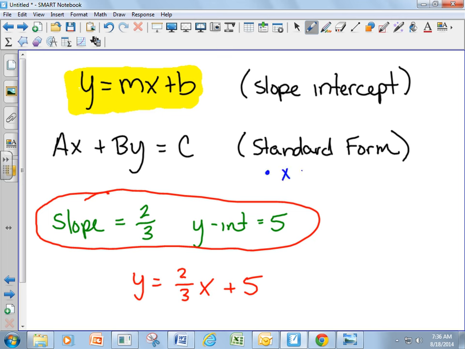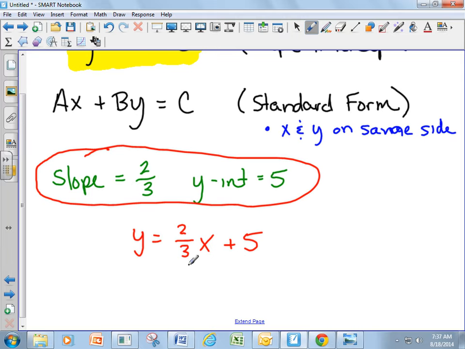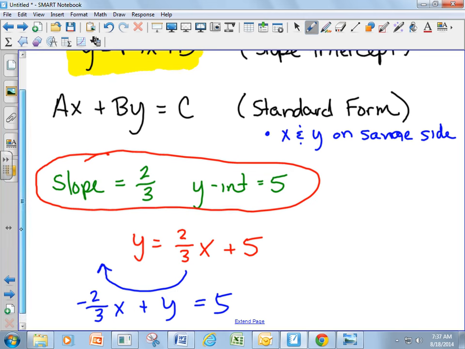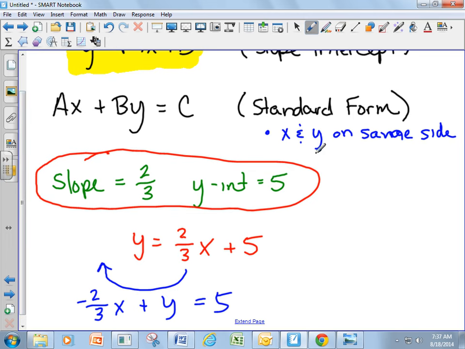So some characteristics about standard form that we have to be comfortable with. Number one, the x and y are on the same side of the equation. So if you look at the equation that you have going right now, already we definitely aren't in standard form because the x and y are on different sides of the equation. Well, that can easily be changed just by moving the 2/3 x over to the left. And it is very typical that the x comes first and the y second. So we're going to have a negative 2/3 x, and then we have a plus y equals 5.